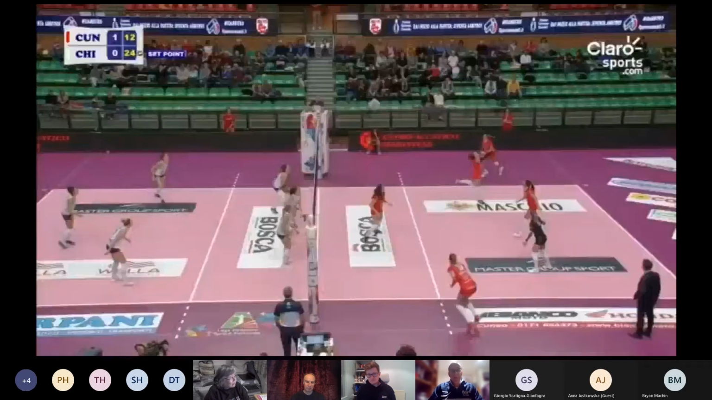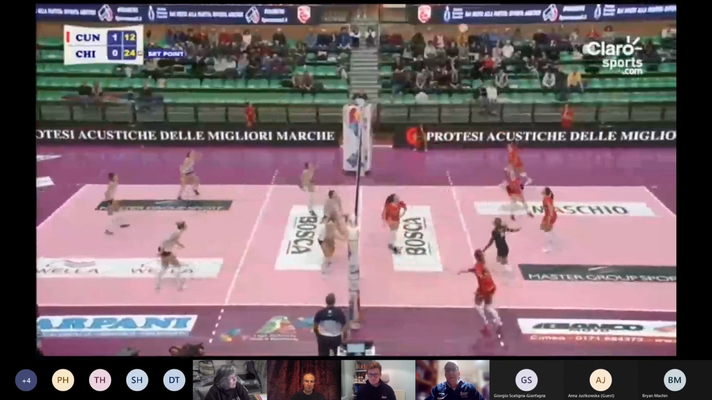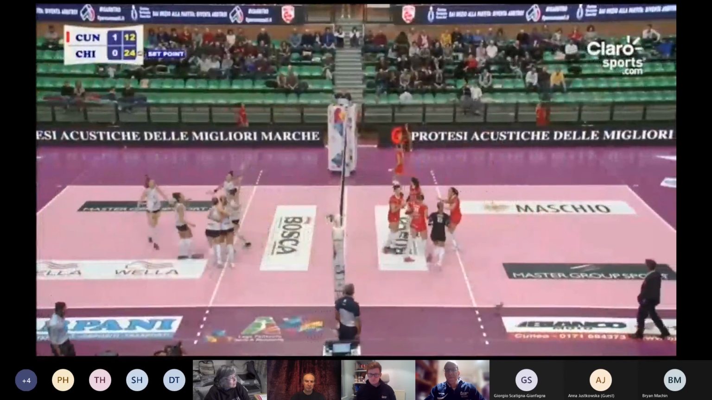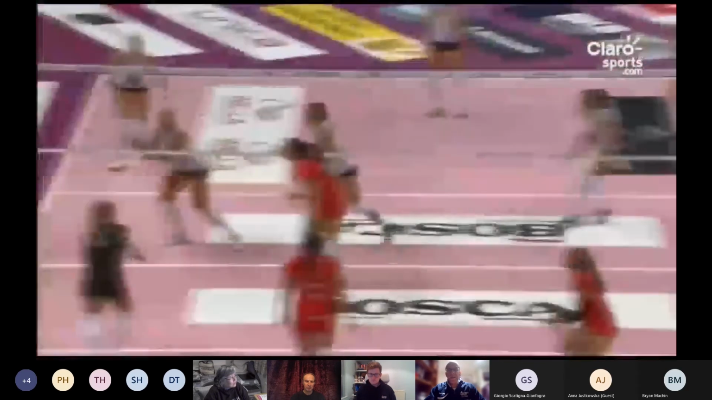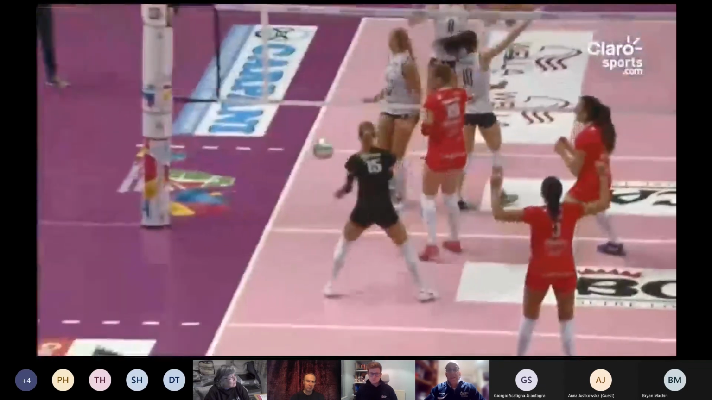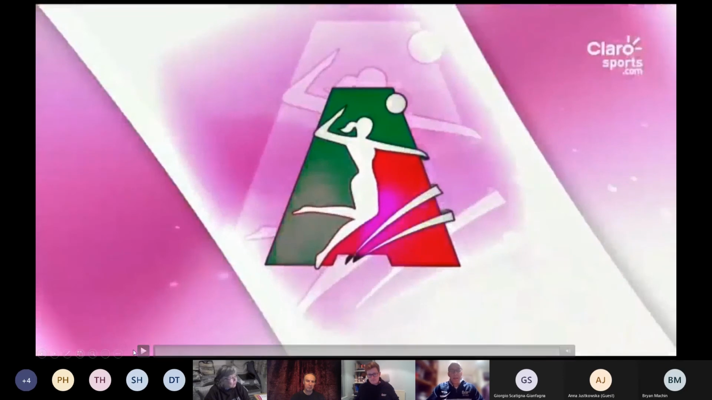Okay. Here's an example of the ball hitting the antenna. It comes off the block. Okay, now this ball's been given in, but you can clearly see that the ball has changed direction, and the only thing that can change its direction is the antenna. So in this instance, let's play it again.